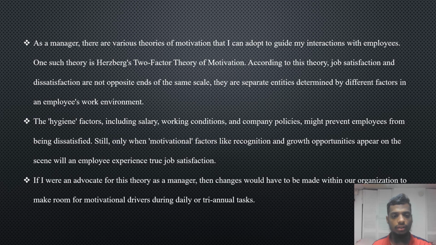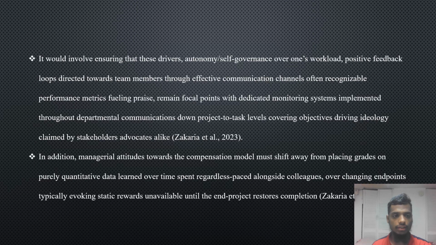The hygiene factors, including salary, working conditions, and company policies, might prevent employees from being dissatisfied. Still, only when motivational factors like recognition and growth opportunities appear on the scene will an employee experience true job satisfaction. If I were an advocate for this theory as a manager, then changes would have to be made within our organization to make room for motivational drivers during daily or periodic tasks.